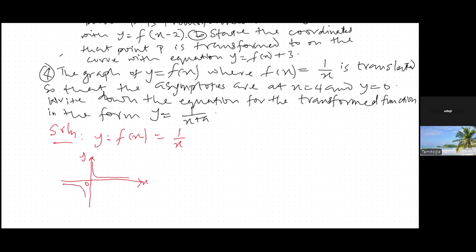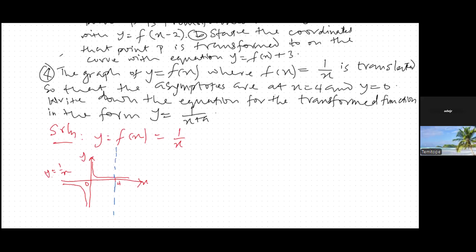So this is the graph of y equals 1 over x, right? Now, if you translate this so that the asymptote is now at x equals 4, that means if this is 4 on the x-axis, I'm going to show the asymptotic line now. I want to use blue to do that. So that means I'm going to have the asymptotic line this way. Is that clear to you?